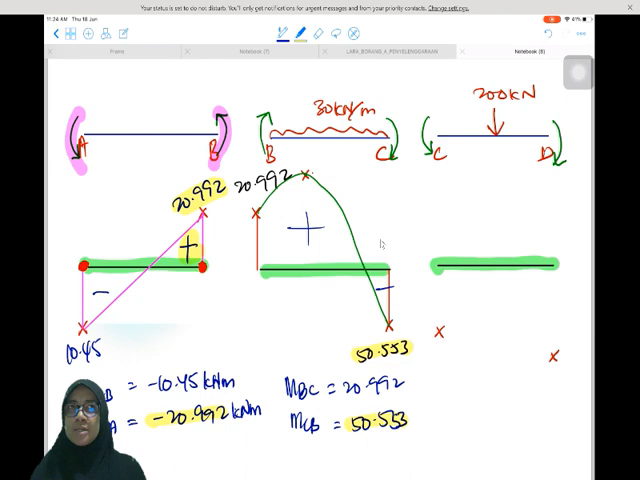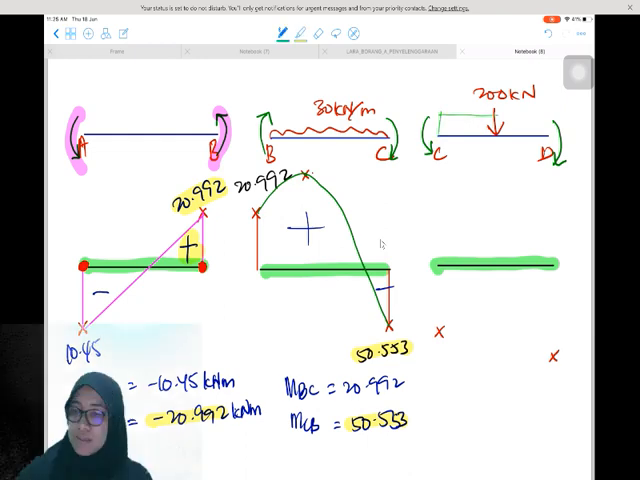Basically for CD, to get the accurate one, we have to draw the shear force diagram first. However, this is the standard shape of the shear force diagram for this one. It will be like this. The diagram will be somewhere like this. So there will be a point right here, and we need to join the dots.